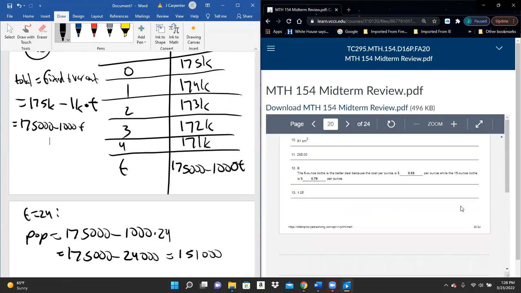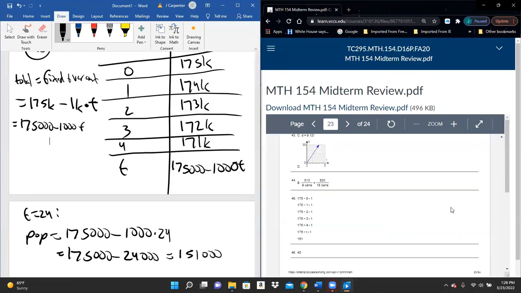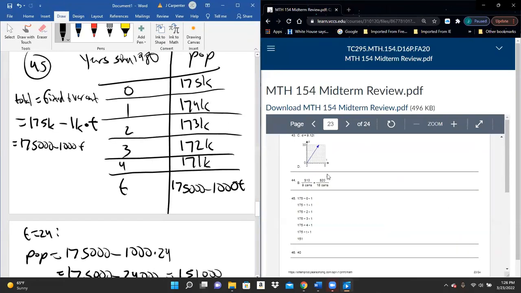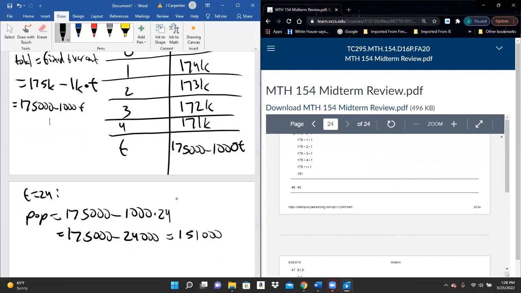weird. What number was that? 45. See how they set it up? Now they're doing everything in thousands, actually. My answers are in wholes, so it's 175 minus 1T. That was this, so it's not in thousands. And then the population would be 151, and again, that was in thousands.